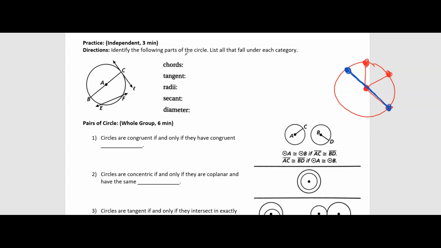Okay, so there's actually 2 chords here. There is chord CB, segment CB, and there's also chord EF. Now you may think, Mr. Fawcett, that EF part of the diagram is a line. Well, it can be a line, but you could also just look at the segment going from E to F, right? And if we just looked at segment EF, then it would be considered a chord.